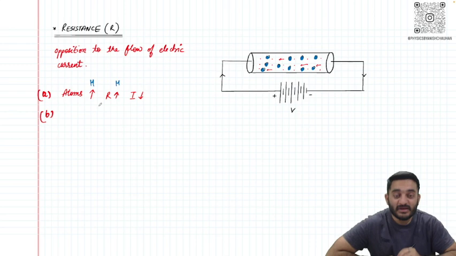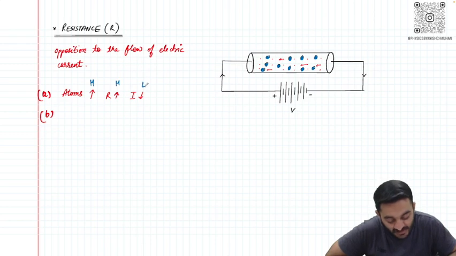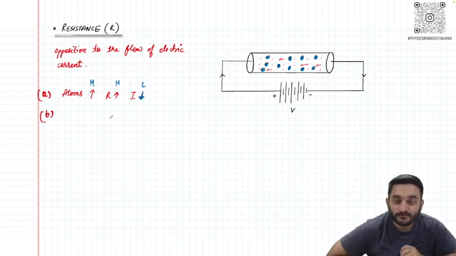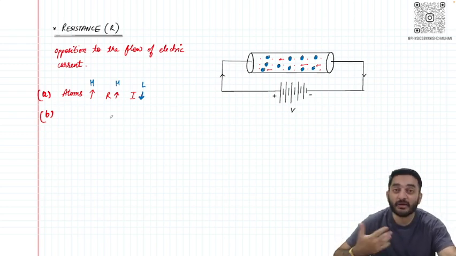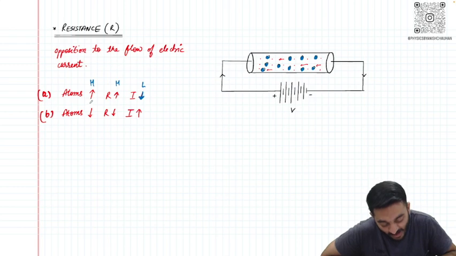And that is the same reason, if these two things are high, the amount of current which will flow through the wire is going to be less. That is what is indicated by this arrow going down. If I take some other material and the number of atoms in that wire is low, my resistance will also be low, and in that case my current is going to be higher.